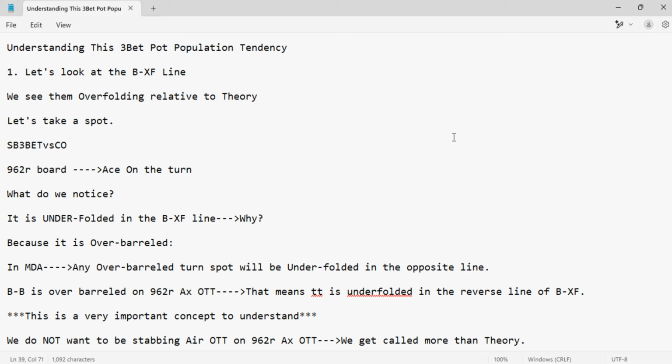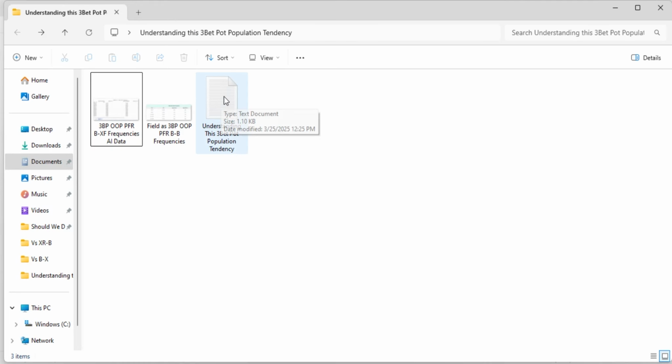Today we are going to talk about 3-bet pots, specifically the tendency in 3-bet pots from the population in the bet-check-fold line. What do I mean? I mean we are the in-position 3-bet pot pre-flop caller. We called the flop, and now on the turn, our opponent checks to us. I'm going to show you some MDA from the artificial intelligence, and we're going to get into this spot.